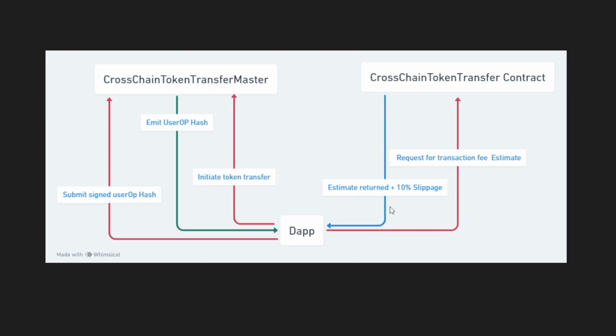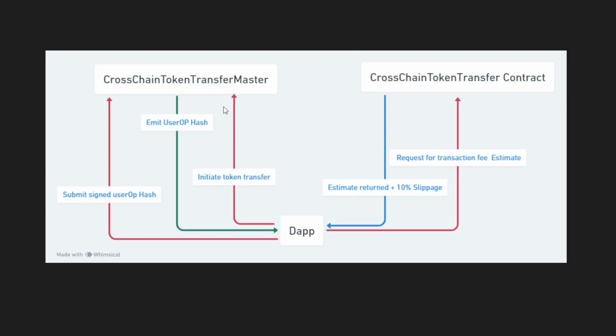This fee is returned with a slippage value of 10%. Once this is returned, the dApp makes a call to the cross-chain token transfer master to initiate the cross-chain transaction. In this process, a user op is generated because there is a batch of transactions that needs to be carried out, which is either initiating transfer of token and payment in native, or transfer of token and payment in LINK. Whichever it is, there is a cascade of calls that is batched together, which comprises approvals.